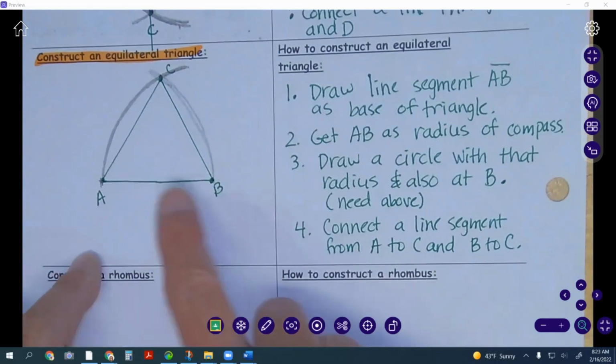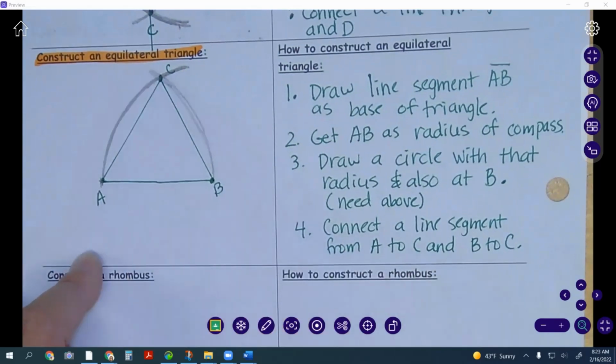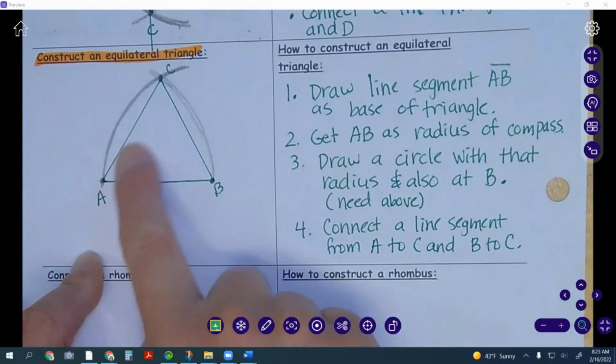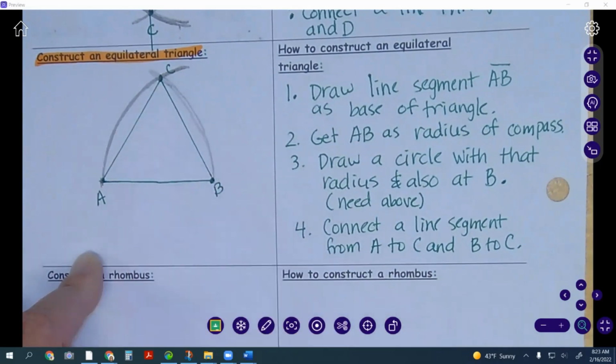Now make sure you don't erase the markings. I need to see the markings. That's your construction part. But you also need to actually connect so we see our equilateral triangle, or we see our perpendicular bisector or angle bisector, whatever they're asking you to make.